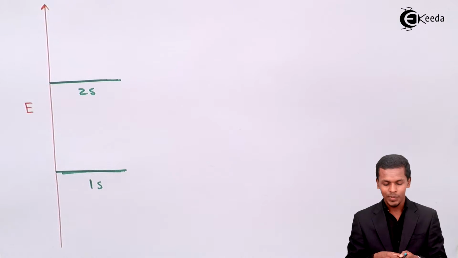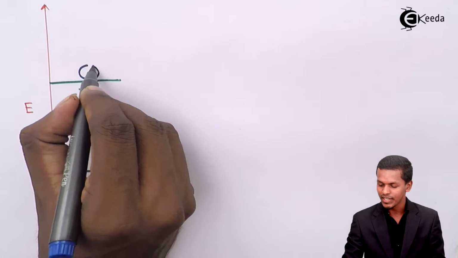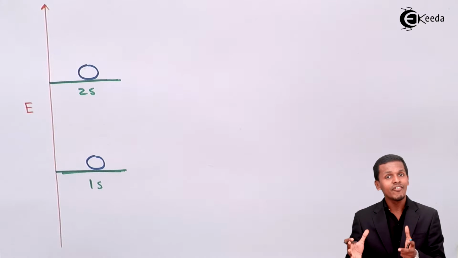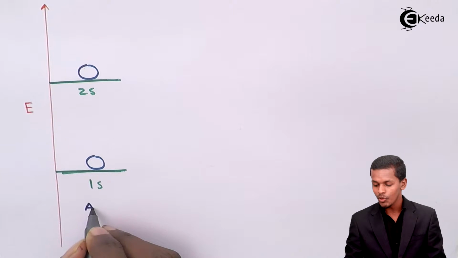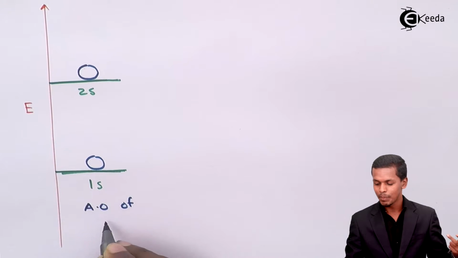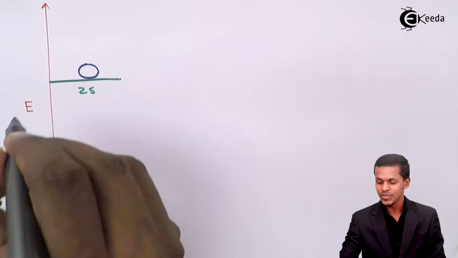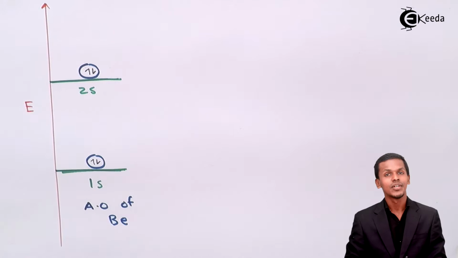Since it is an s orbital, the total number of orbitals is 1. So I will represent 1 orbital here, and here also 1 orbital. So this is what I have represented, the atomic orbitals of beryllium, Be. The only thing left is to fill in the electrons. So let us fill in the electrons. The 1s consists of 2 electrons, while the 2s also consists of 2 electrons.